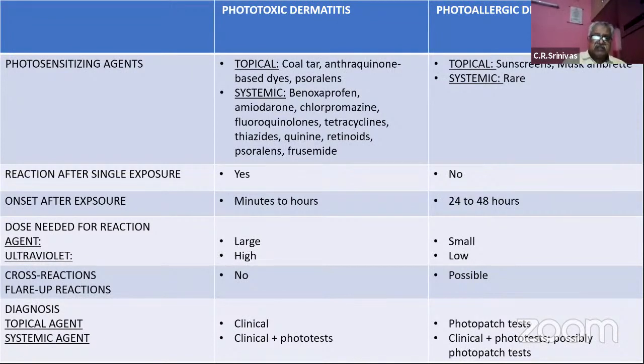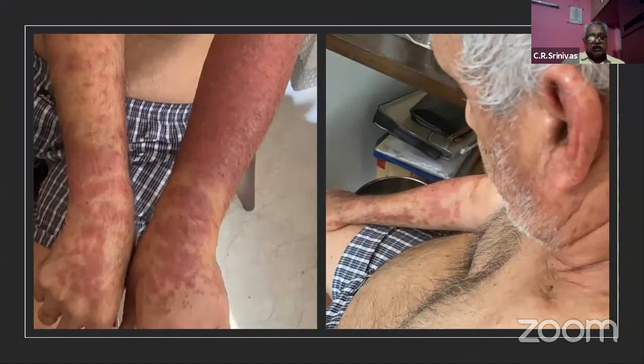These are the various drugs which can cause both. Likewise here, it is relatively rare. But having said that, distinguishing between these two can be difficult and sometimes challenging. This is a case of photoallergic contact dermatitis to a drug which we recently saw.